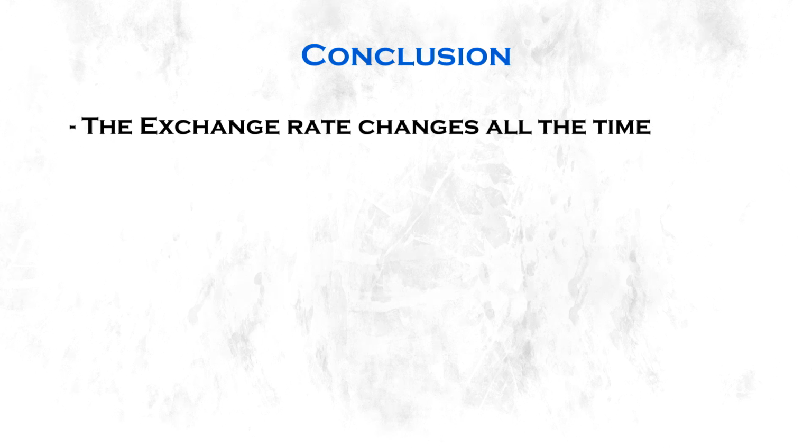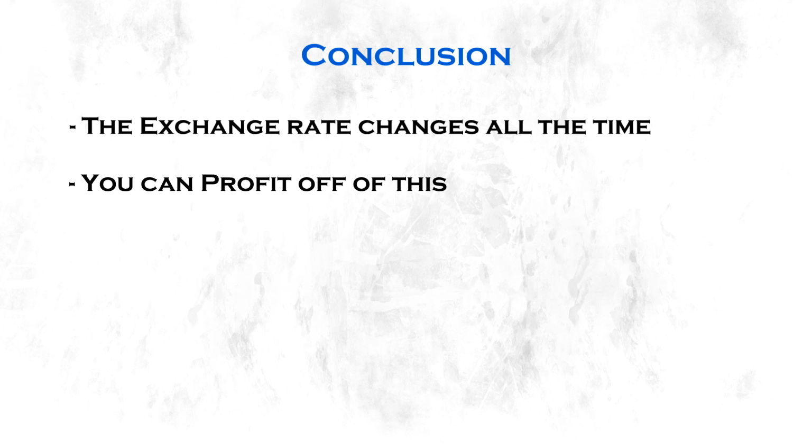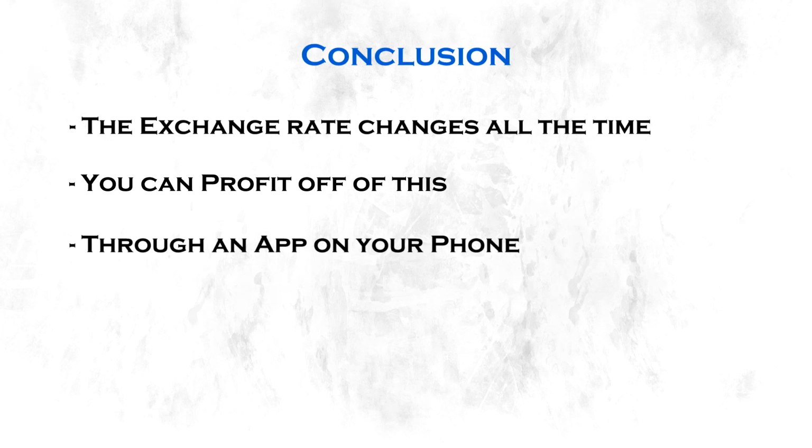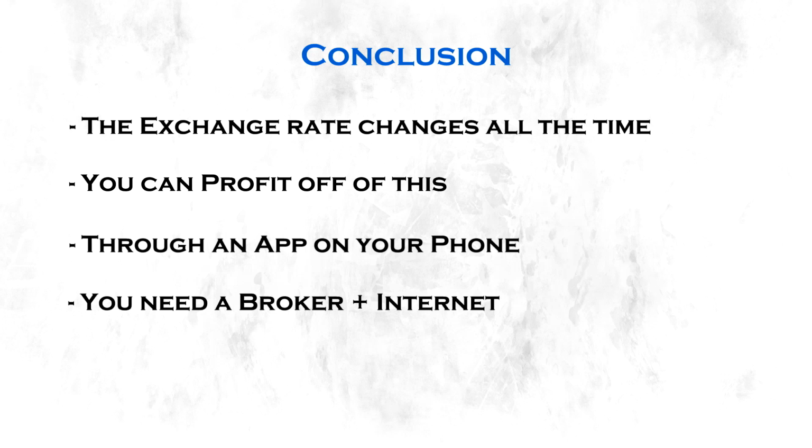Alright, so the takeaway is that the exchange rate changes all the time, and you can profit off of this. What's even crazier is that you can do this through an app on your phone or from your computer. It is so simple. If you think the price is going up, you can click a button to buy, and then you can decide how much you risk and where you want the market to close for profits. You can do all of this through your phone, so you don't have to physically exchange all these currencies. You do it with just one click. All you need is a broker and an internet connection.